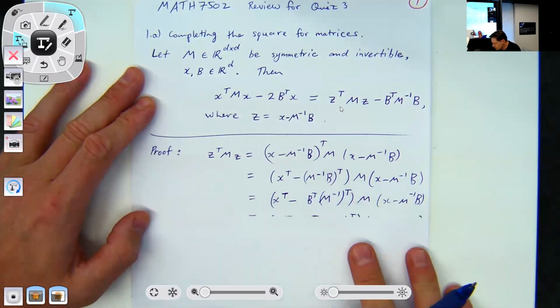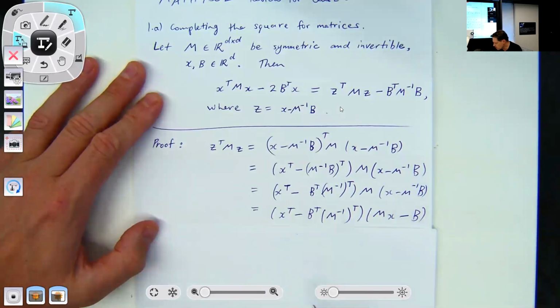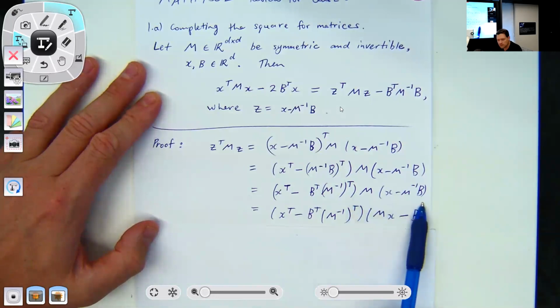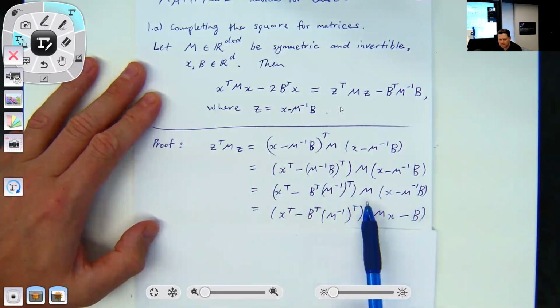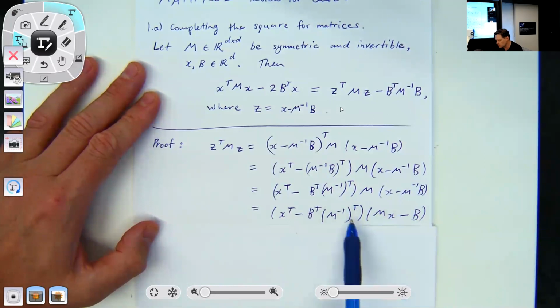Then next, what we want to do is start expanding this out. What I do first is I bring in the M to this one. I expand this M over this little bracketed expression. And so we have MX, and then M times M inverse is obviously the identity. And so that's the identity times B. And so we just have MX minus B for this part of it. And then over here, we still have the same thing as we had in the line above it.